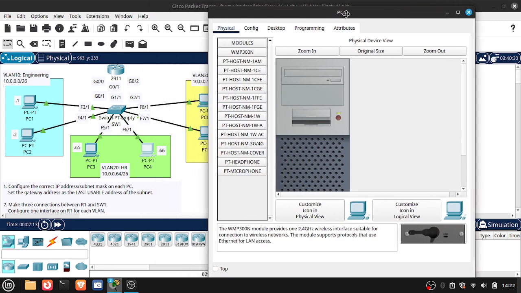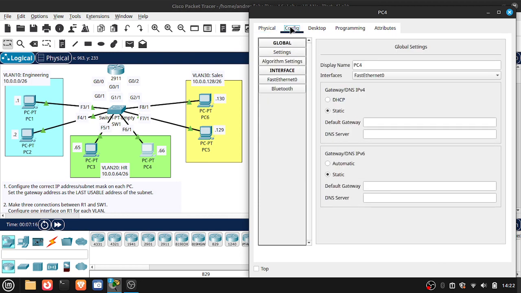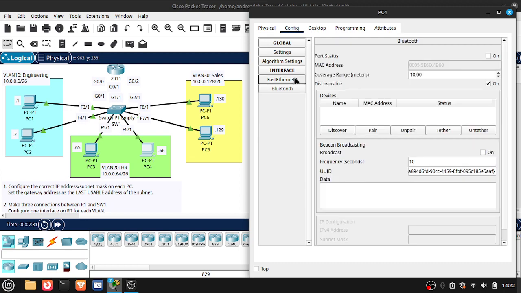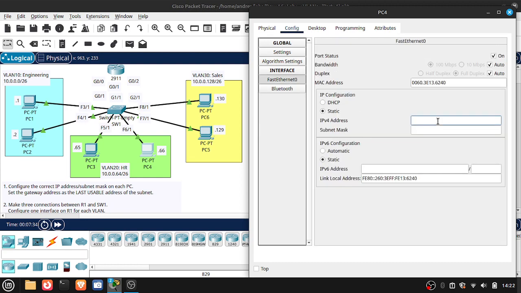Config the default gateway 10.0.0.126. The next node IP 10.0.0.16. The mask again the same. That's it.